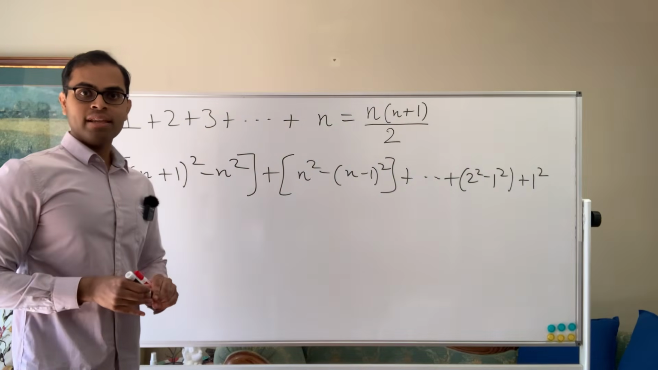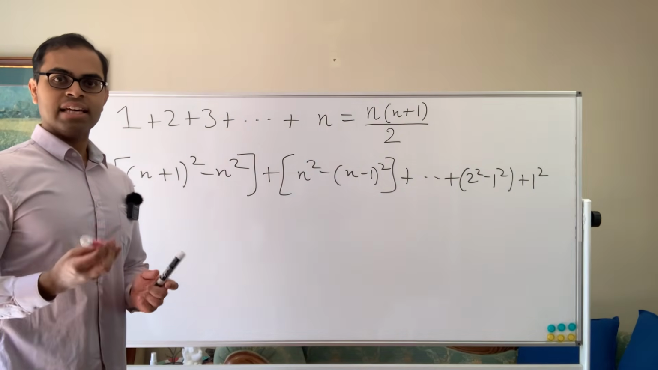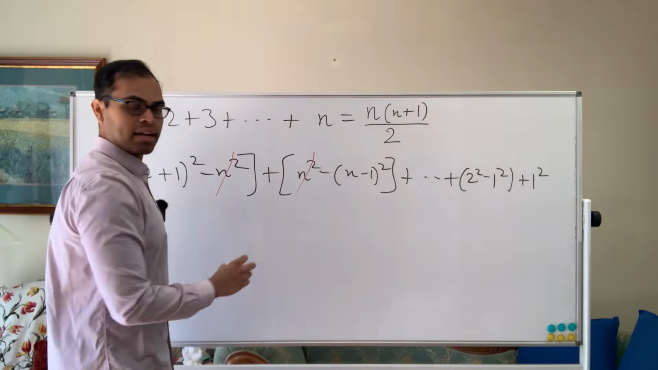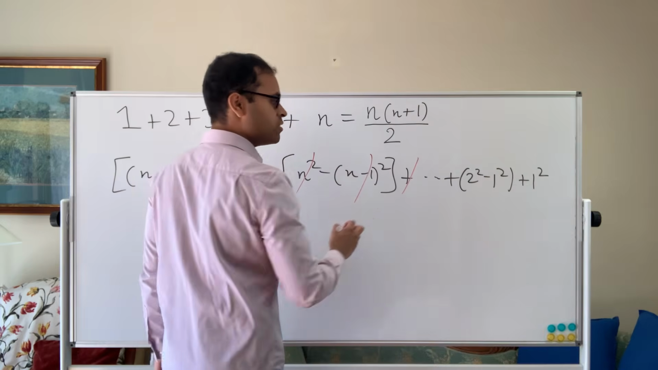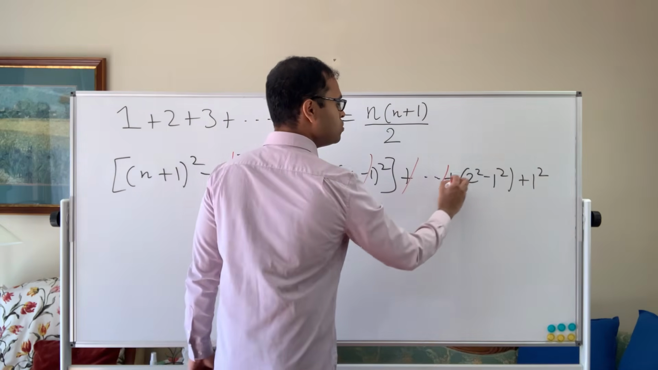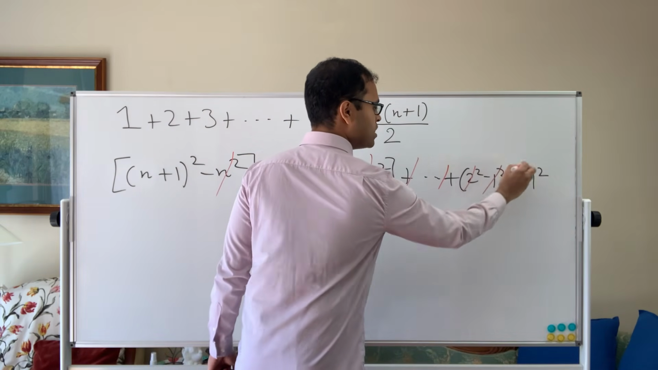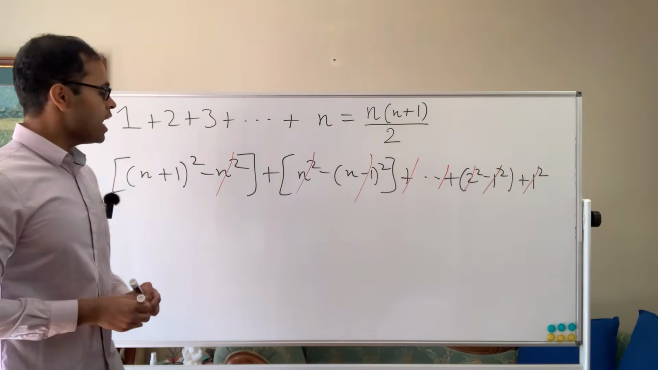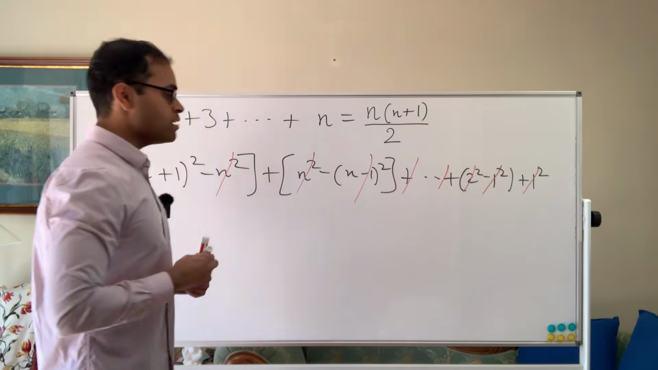Now, this is what we call in math a telescoping sum. It's telescoping because there is cancellation. n squared cancels with n squared. n minus 1 squared is going to cancel with the next term. And so on. 2 squared is going to cancel with 2 squared. Minus 1 squared is going to cancel with 1 squared. Okay, so negative and positive signs are alternating. And what we're actually going to get is just n plus 1 squared.